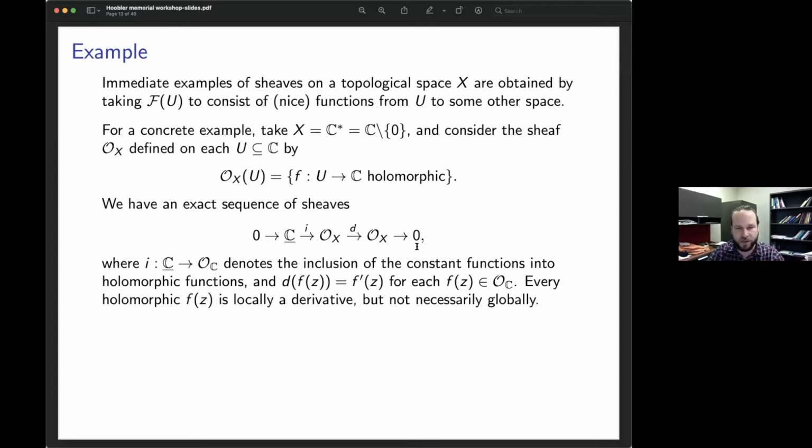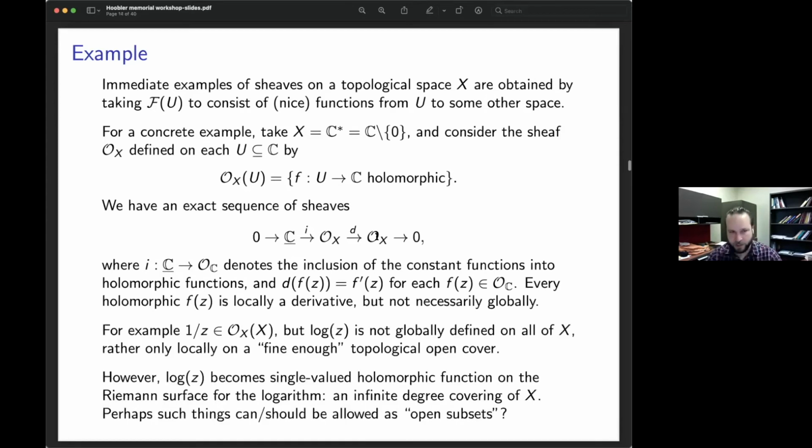The experts will recognize this as a really naive version of the de Rham complex. I felt that it was too early to state it in that way. I'm just differentiating from the holomorphic functions back into themselves. And why is this exact? Well, if I give you a holomorphic function in here, locally I can always integrate it if I take a really tiny open subset everywhere. But a holomorphic function might not be globally integrable.